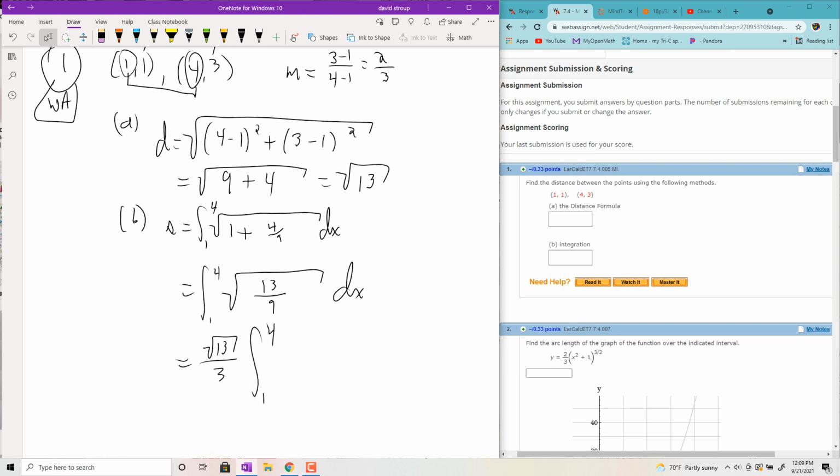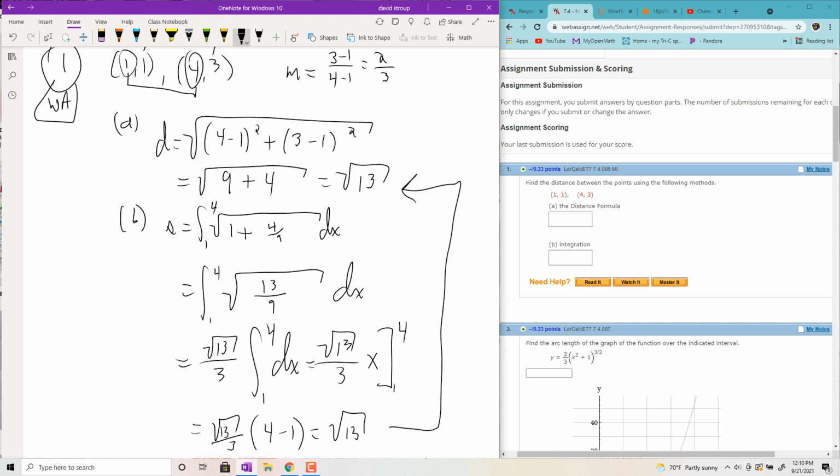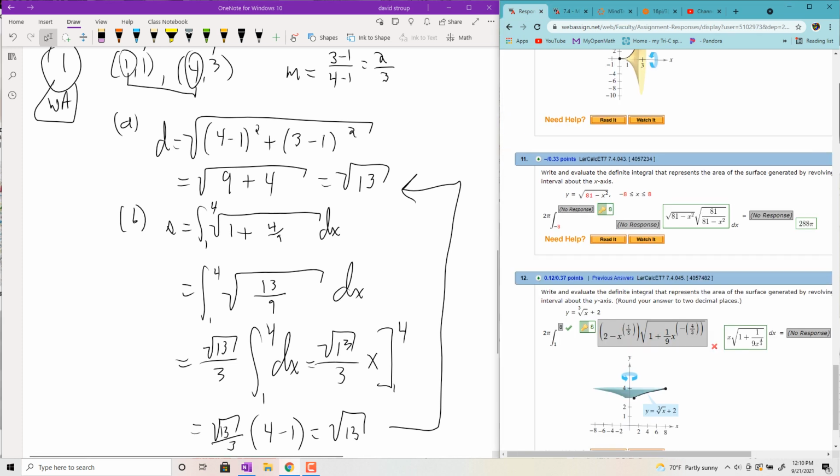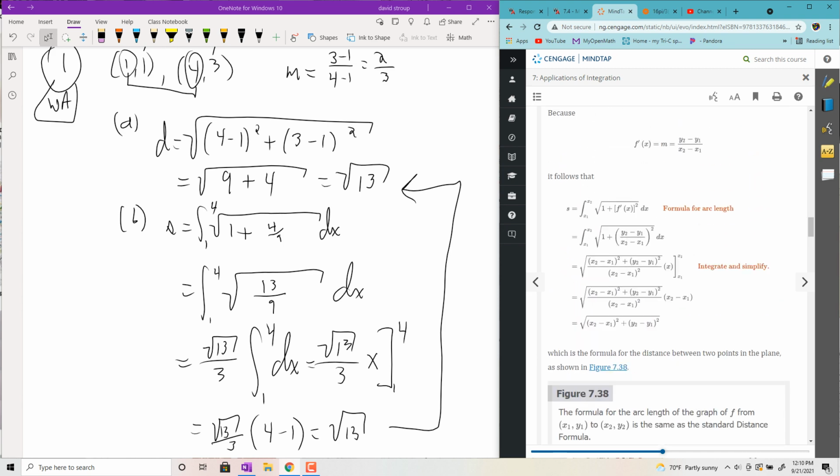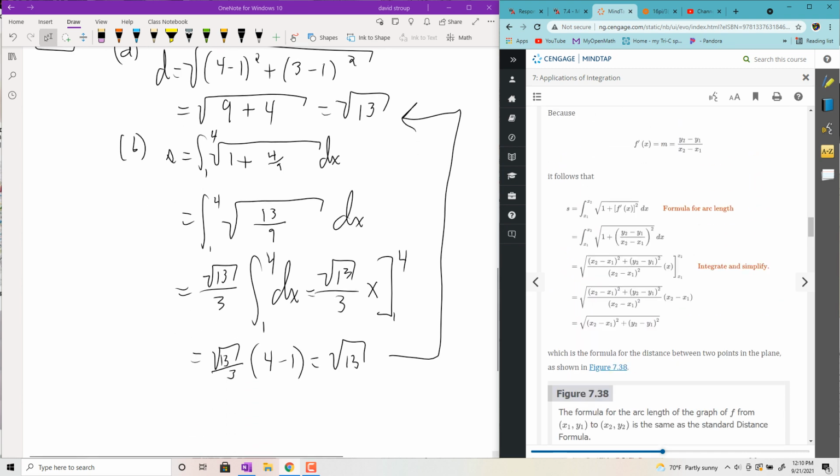And then you just have the integral from 1 to 4 of dx. So that'll be square root of 13 over 3 times x evaluated from 1 to 4. And of course, that's just going to be root 13, because you'll have root 13 over 3 times 4 minus 1. Root 13 over 3 times 3 will just give you root 13, and sure enough, you get the same answer. Right, so there's that idea. They go through it in a general way in the book, so you can see the mechanics of it all.